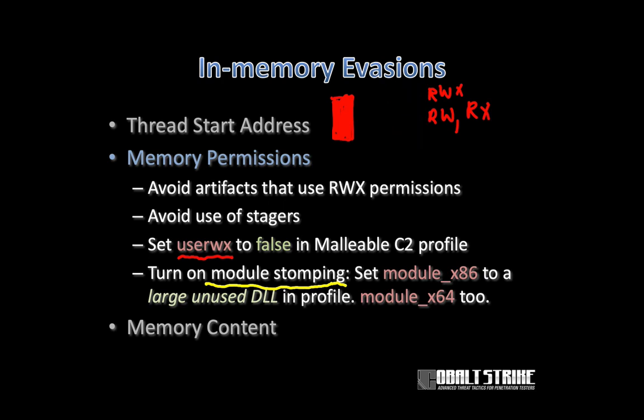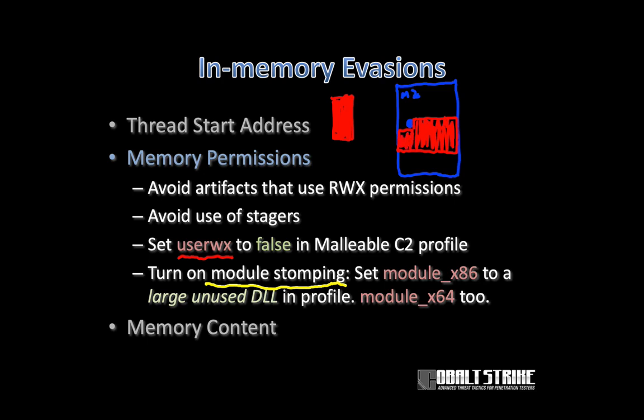Module stomping is an alternative to this. When we do module stomping, instead of allocating new memory, what Beacon's loader does is it loads the configured module stomping DLL into the current process. It then looks for an exported function to find the middle of the DLL, and it copies our Beacon DLL into that space. And this is called module stomping because we are taking an existing module and overwriting its memory.